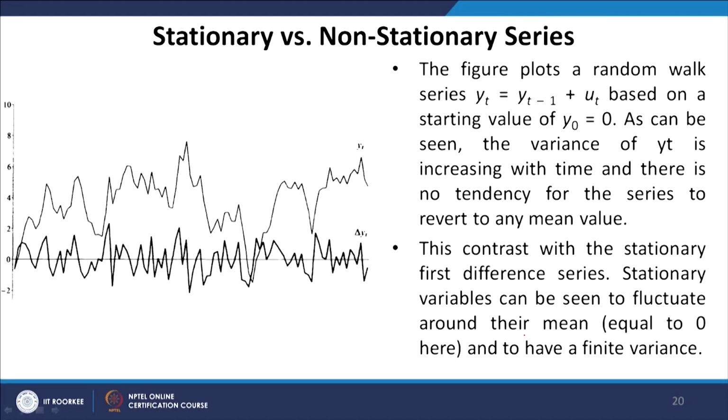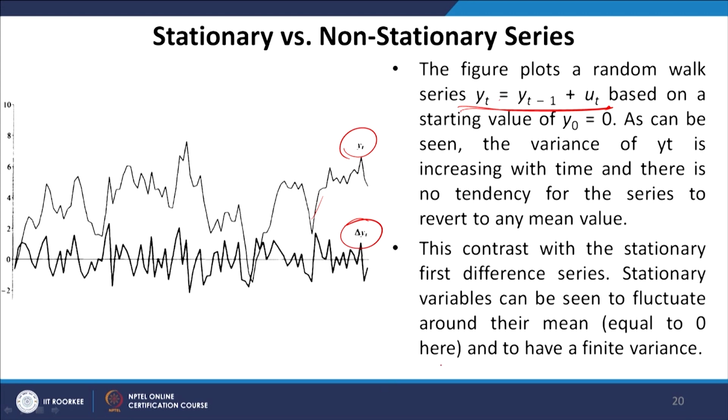Now, I conclude this module with this graph, which basically plots a stationary series against a non-stationary series. So, first of all, this yt is a non-stationary series. The figure plots a random walk series yt equals yt minus 1 plus ut based on a starting value of y naught equals 0. As can be seen, the variance of yt is increasing with time and there is no tendency for the series to revert to any mean value. The variance of the series actually is increasing with time. Now, this is delta yt. So, a random walk series, when differenced once, becomes a covariance stationary series.